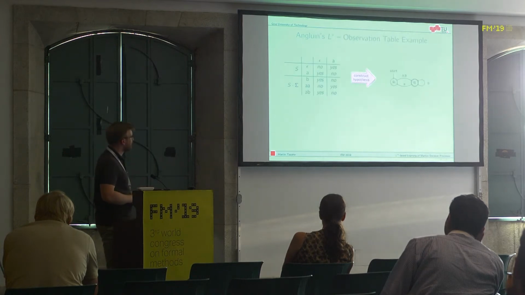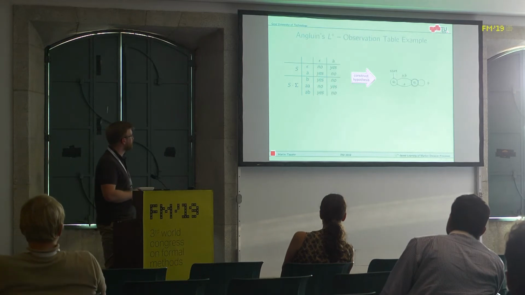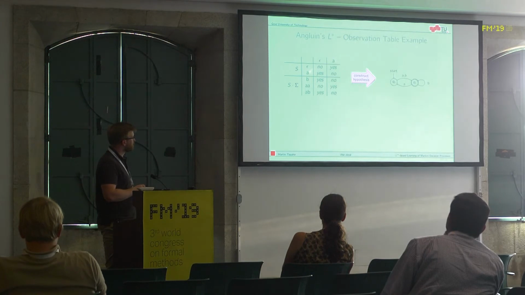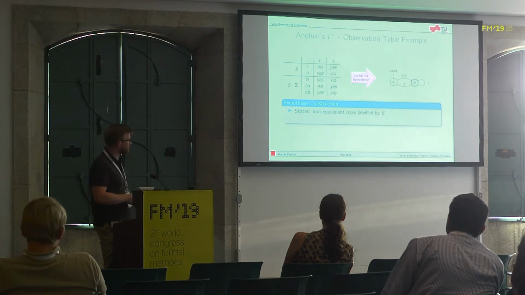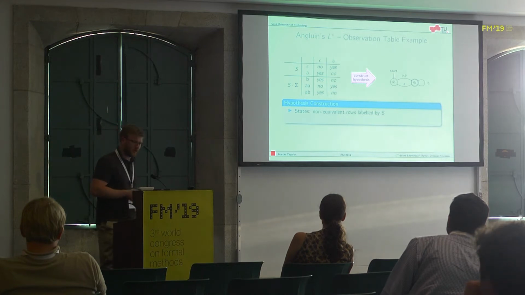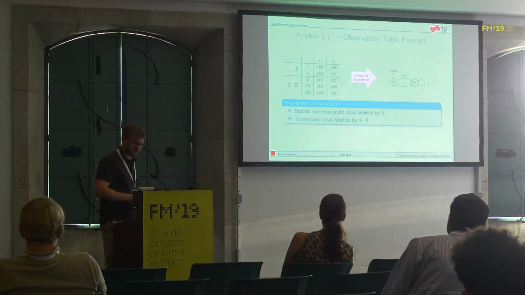And here you see an example of an observation table. We have two rows labeled by the set S, so the empty string and A, the one-symbol extensions, and we have columns for the empty string and the string A. And this would be the hypothesis constructed from the observation table. You see the number of states is 2, the number of non-equivalent rows labeled by S. And the transitions are created from the lower rows here, which are labeled by the one-symbol extensions.